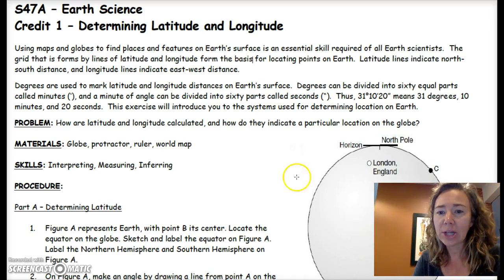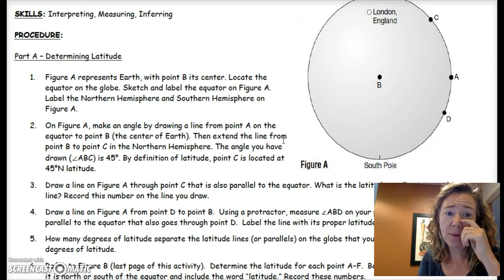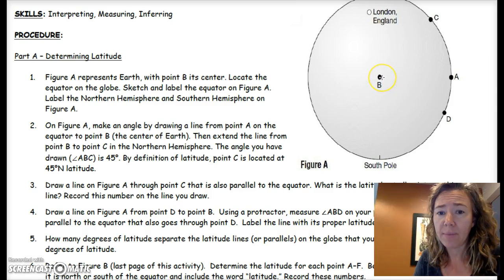All right, let's take a look at question number 1, right? Question number 1 in part A, determining latitude. Hopefully you can see my screen here. Figure A represents the Earth, right? And if you look at point B, it's going to be right along the equator. And we want to look at the line in order to move a line from point B, right here, to point A in question number 2.